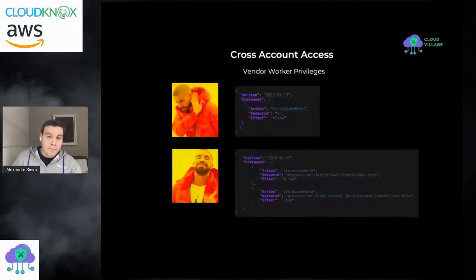The other thing that's really important is what privileges the SaaS vendor will give to the worker. I'm using this general term to describe the instances, the lambdas, the containers, or the human beings that will be able to use those credentials to assume the roles and do API calls on the customer accounts.